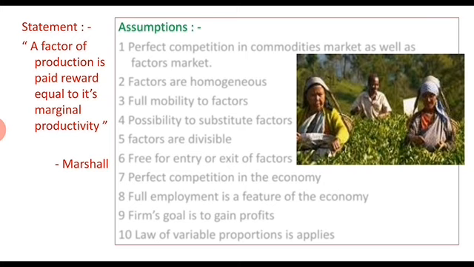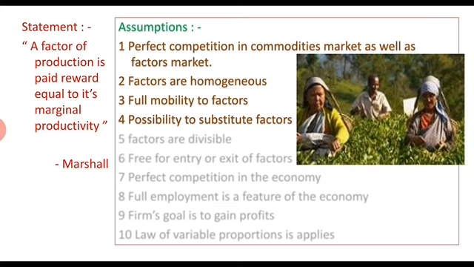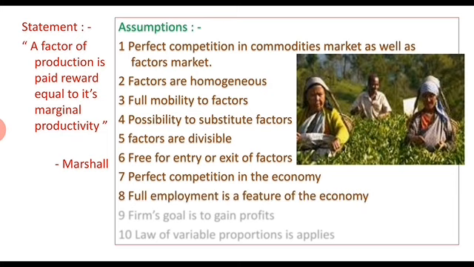This theory is dependent upon some assumptions. These are perfect competition in commodities market as well as factors market. Factors are homogeneous, with full mobility of factors and possibility to substitute factors. Factors are divisible. Firms are free to enter or exit. Perfect competition in the economy. Full employment is the feature of the economy. Firm's goal is to get profits. Law of variable proportions is applied.